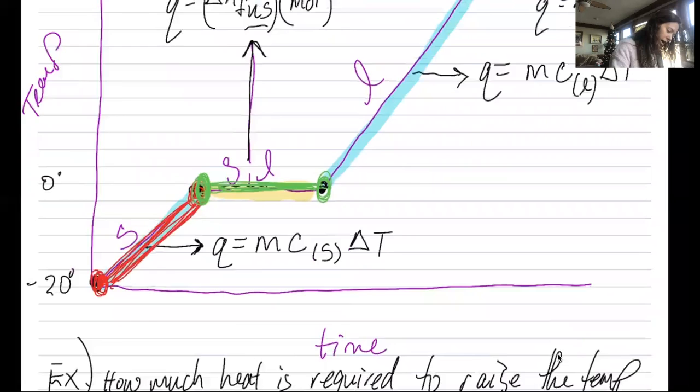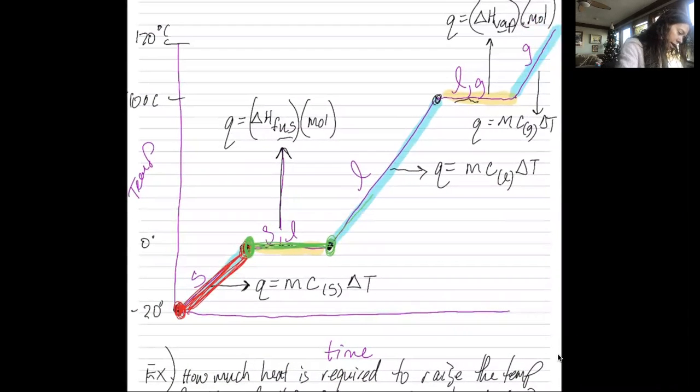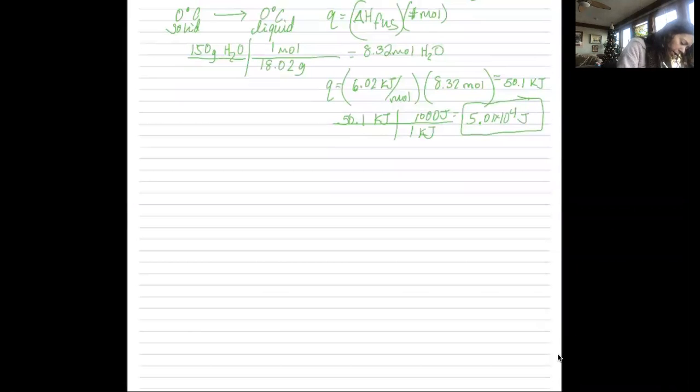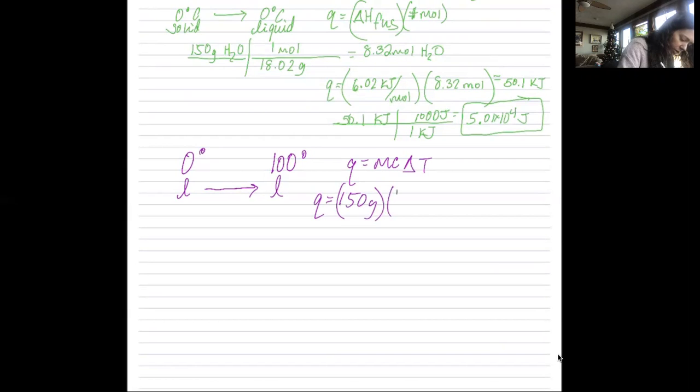Now that we have liquefied our sample, we need to heat that liquid to its boiling point, right? So we now need to take the pot of liquid and heat it. We need to go from 0 degrees as a liquid to 100 degrees as a liquid. So that's Q equals MC delta T. Q equals the 150 grams. The specific heat of the liquid is 4.184 joules per gram degrees Celsius, and the change in temp here is 100 degrees Celsius. So 4.184 times 100 times 150 equals 6.28 times 10 to the fourth joules.